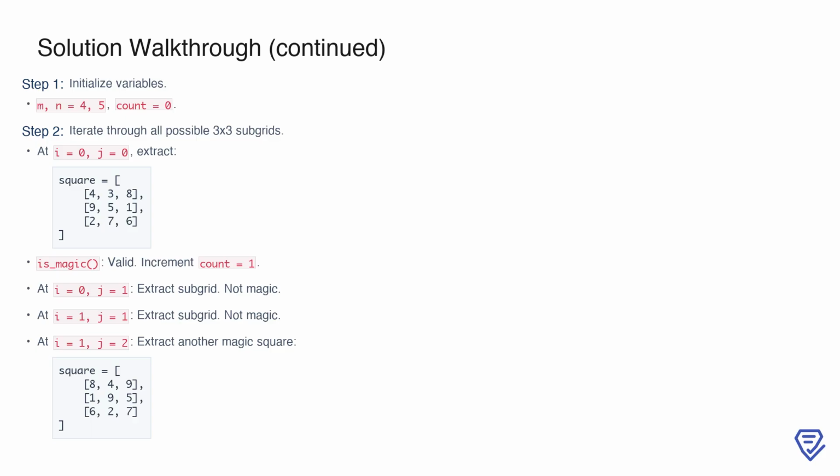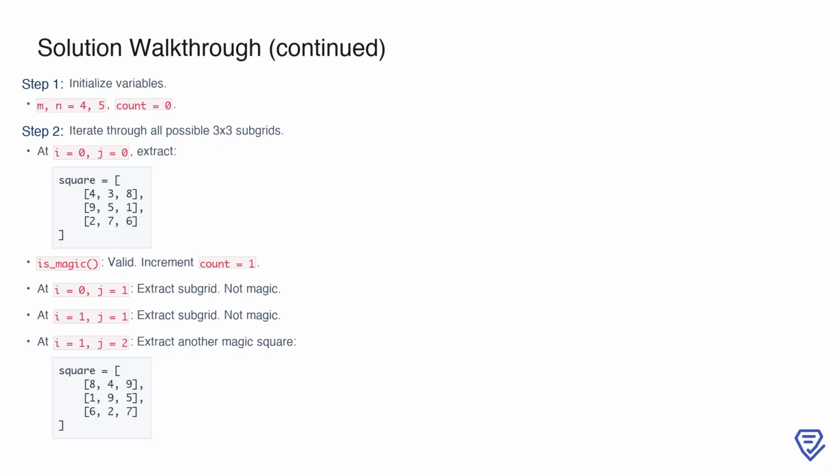The input grid is a 4 by 5 matrix: 4, 3, 8, 4, 9, 9, 5, 1, 9, 5, 2, 7, 6, 2, 7, 4, 3, 8, 4, 3. Once again, we initialize the variables m and n to 4 and 5, and set count to 0. We then begin iterating through all possible 3 by 3 subgrids.